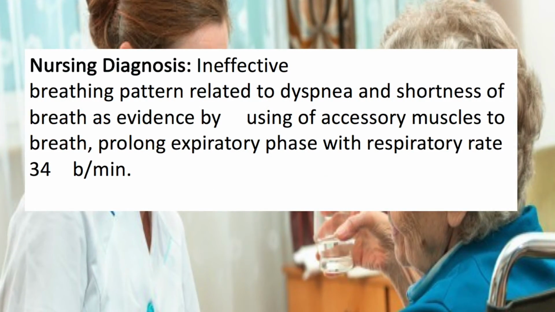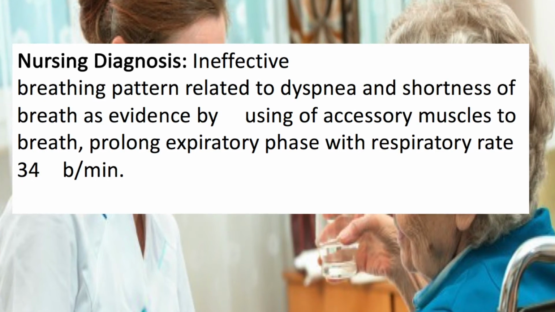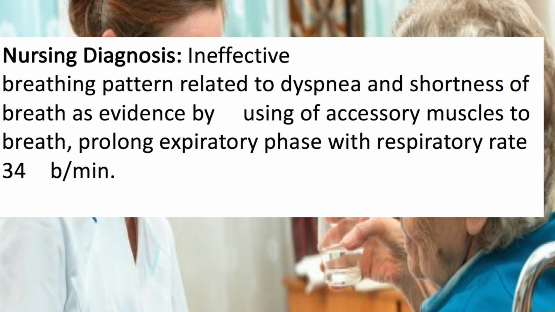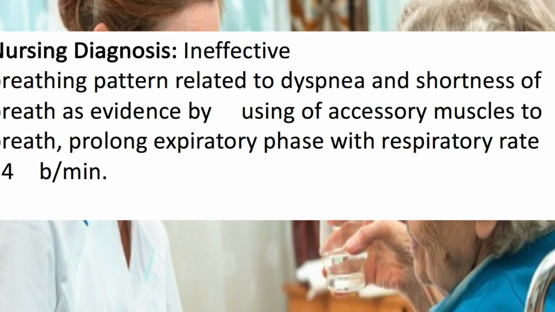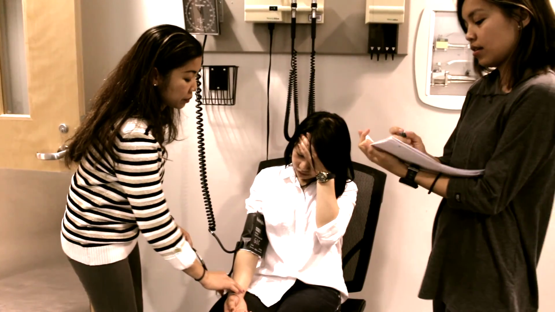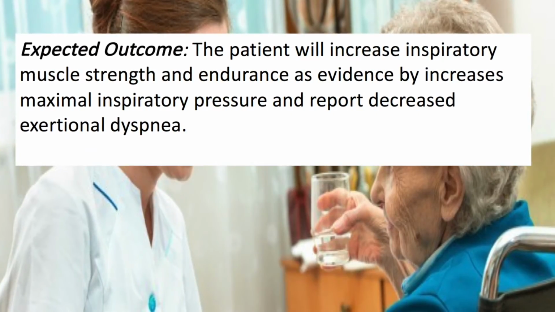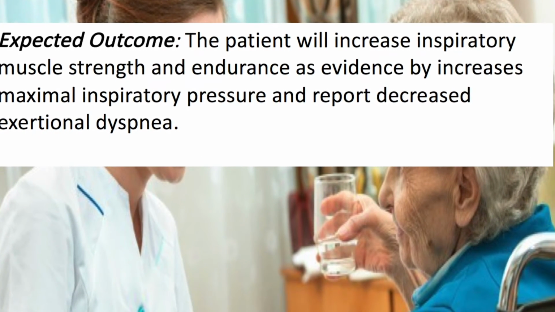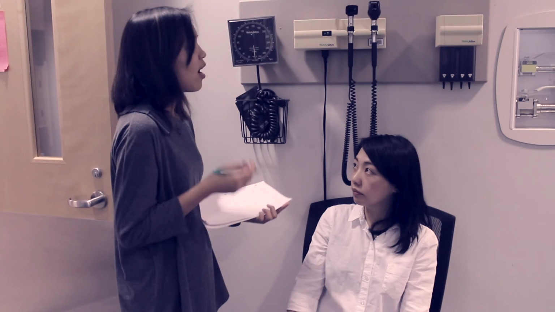Nursing diagnosis number 3. Ineffective breathing pattern related to dyspnea and shortness of breath as evidenced by use of accessory muscles to breathe, prolonged expiratory phase, with a respiratory rate of 34 breaths per minute. Rationale: inspiration or expiration that does not provide adequate ventilation, by Lewis et al. 2011. Expected outcome: the patient will increase inspiratory muscle strength and endurance as evidenced by increased maximal inspiratory pressure and reported decreased exertional dyspnea. These are the interventions that we give.